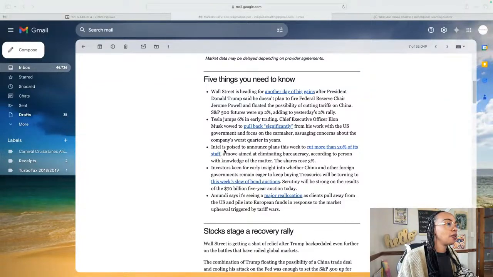Alrighty, Intel is poised to announce plans this week to cut more than 20% of its staff. Whoa. A move aimed at eliminating bureaucracy, according to a person with knowledge of the matter, and shares rose 3%. Alrighty, pretty straightforward there. It's like semiconductor kind of energy, if I recall.